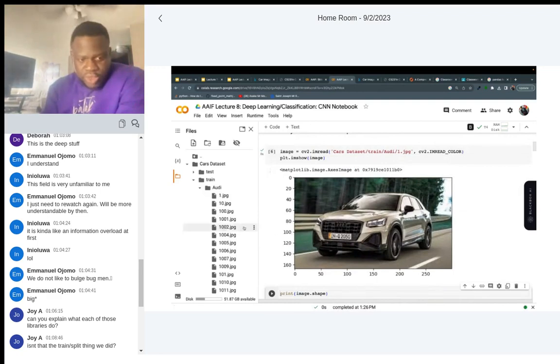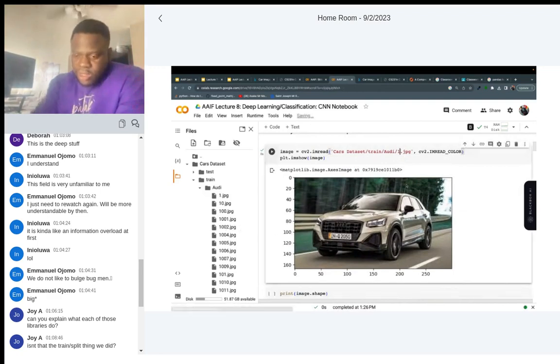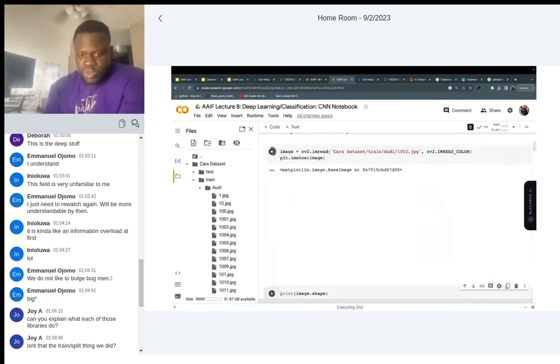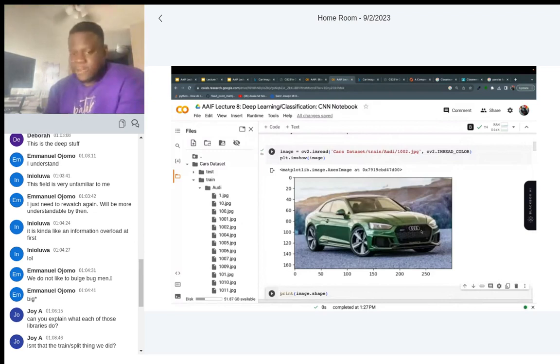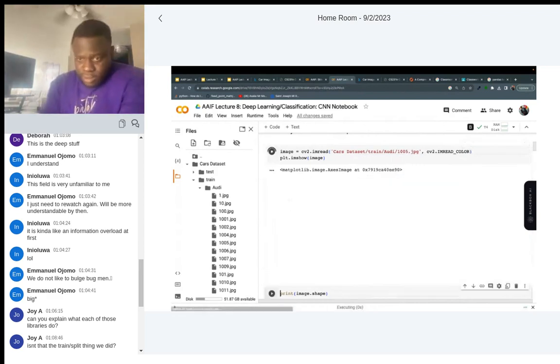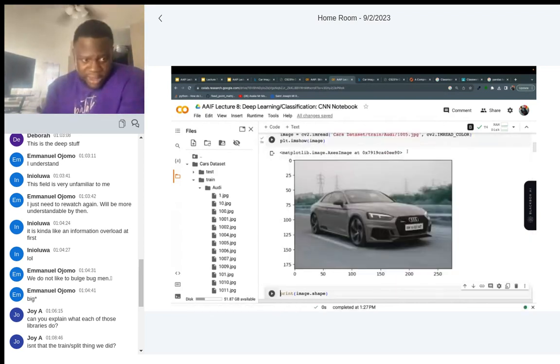Right? If we look at 1002, let's see what 1002 looks like. This is what it looks like, right? Audi, they are all Audi cars. 1005, they are all Audi cars.